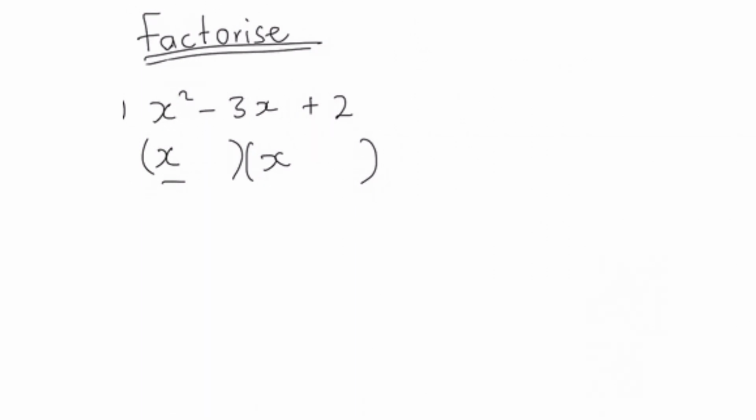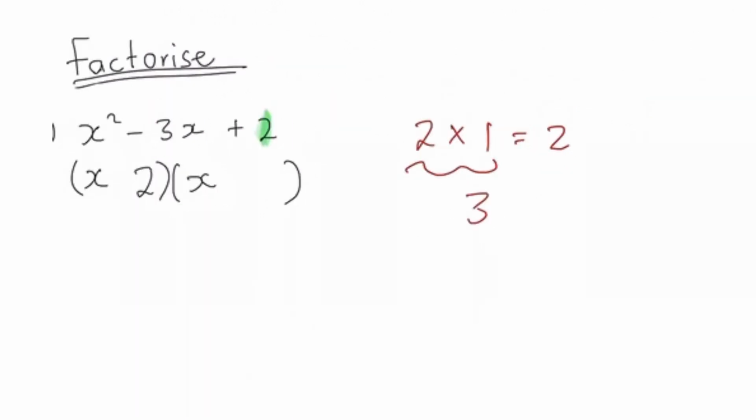Now you want to write the factors of 2 which, when you add them, you will get 3. Factors of 2 are just 2 times 1. Those are all the factors of 2. This will give you 2, and when you add this 2 and 1, you get 3. This is what we are looking for. And so we just proceed to write 2 and 1.